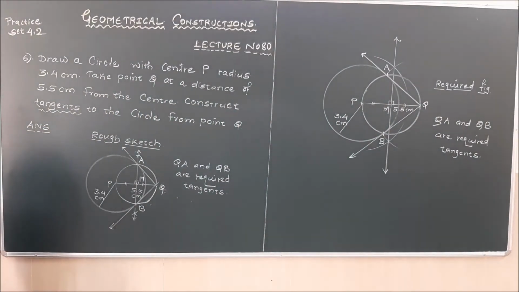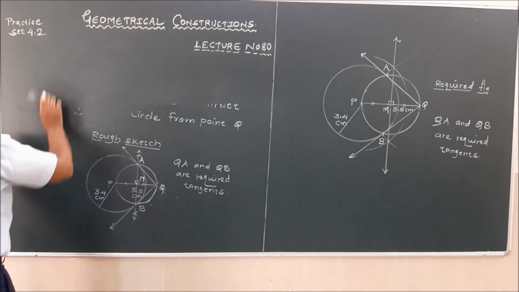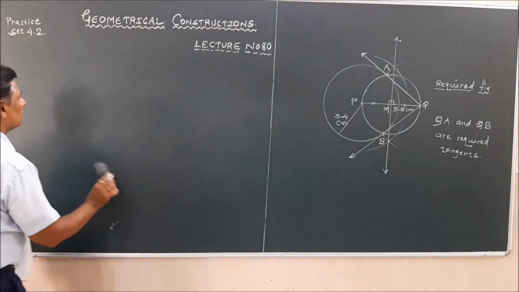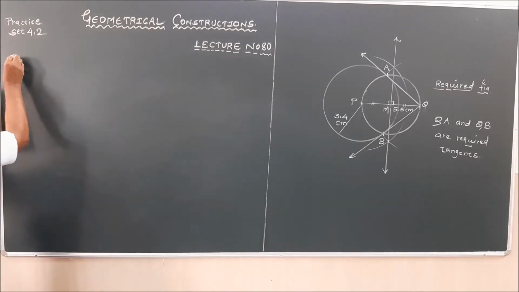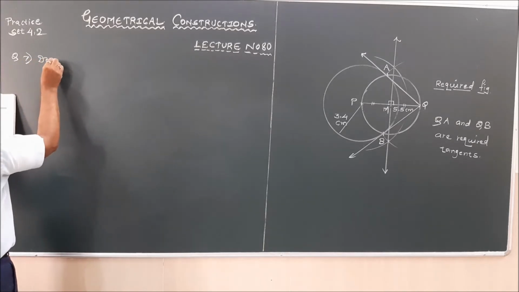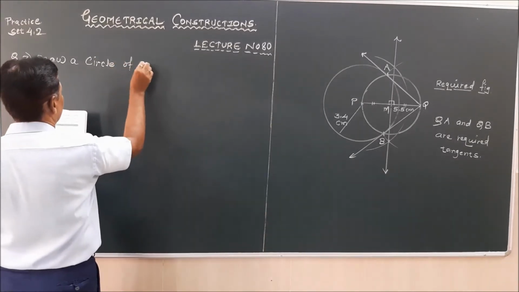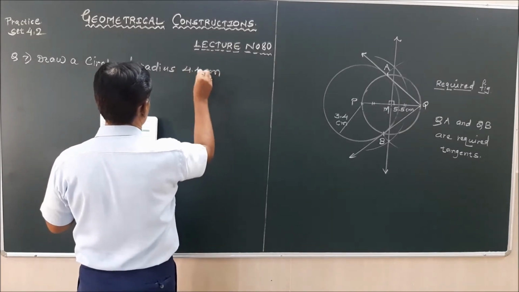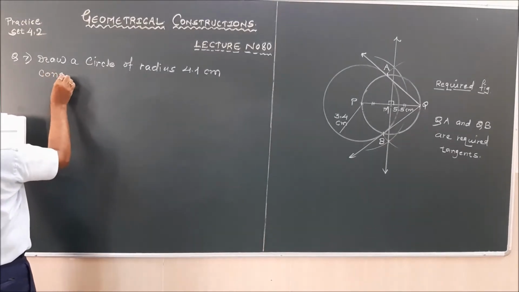Now let's do question number 7. Question number 7 is also of the same type. In question number 7, draw a circle of radius 4.1 centimeter. Construct tangents.